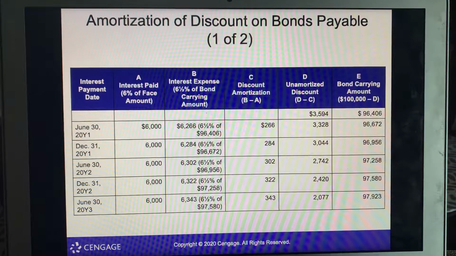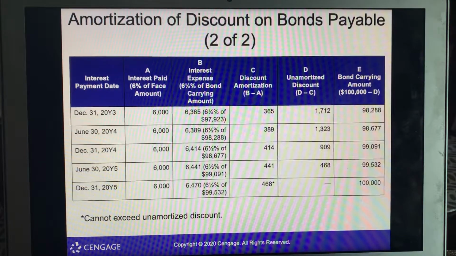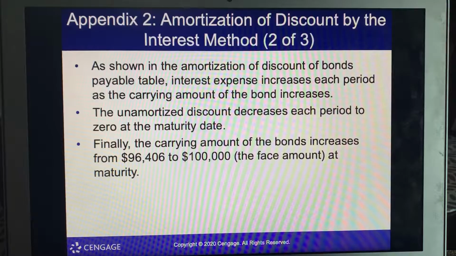Okay. All right, so let's see. Amortization of discount on bond payable. So this is another example. Go ahead and look through that table. And then amortization of discount by the interest method, as shown in the amortization of discount on bonds payable table. Payable table, that sounds funny.